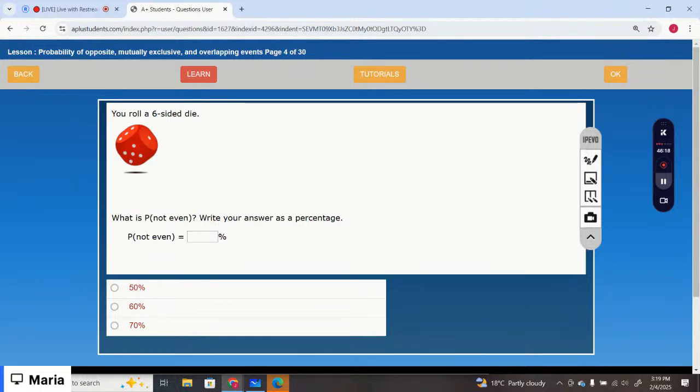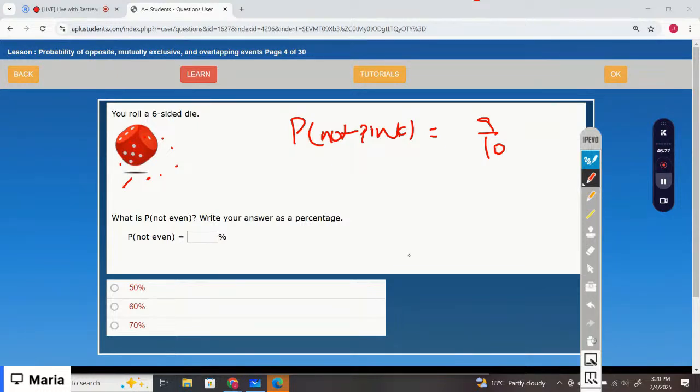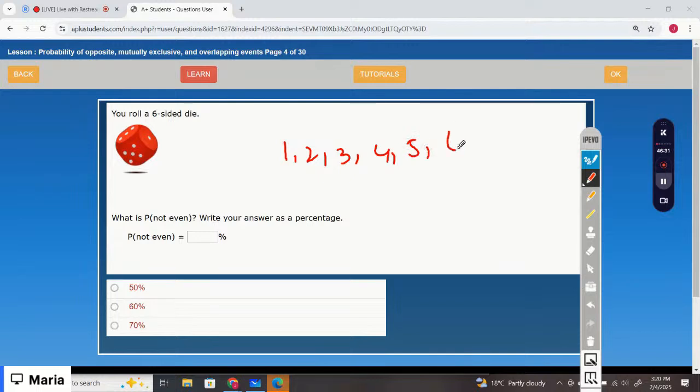You roll a 6-sided die. What is the probability of not even? So on the dice we have 6 numbers, right? 1, 2, 3, 4, 5, 6. 3 of them are not even, right? And 3 of them are even. That means 50% of them are not even.